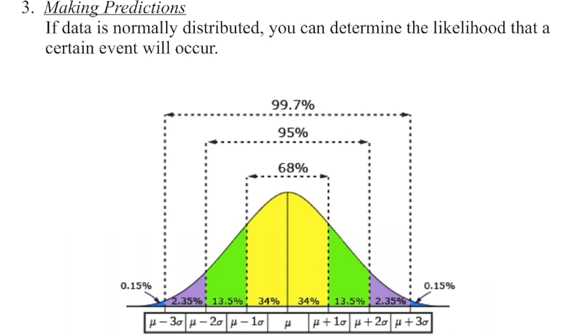You do not need to memorize those percentages. This is going to be on your formula sheet. Those are the standard percentages every time our data is normally distributed. And if we know that, we can make a prediction how likely is an event to occur based on what we know about that bell curve.